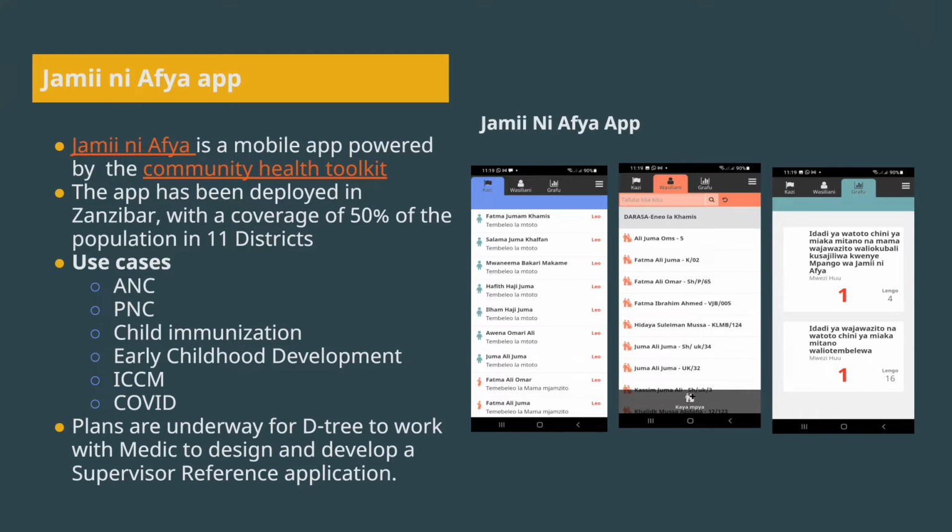Apart from the CHT application, there are also plans underway with MEDIC to design and develop a dedicated supervisor reference application. So this will contain dedicated supervisor functionalities. The images on the right are snapshots of our app. The one on the left shows a task list, which is basically a list of tasks that a CHV is supposed to do. The one in the middle is the People's tab, which shows the households registered by a CHV. And then the one on the right shows the targets that a CHV is supposed to do in a given month.